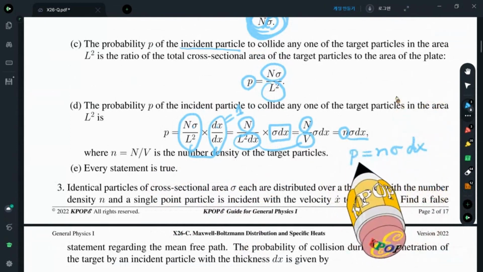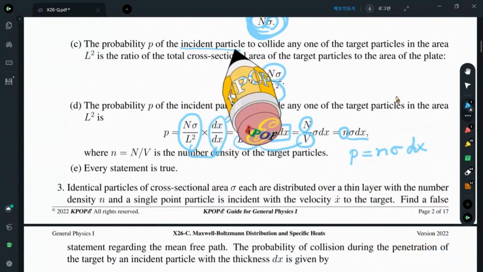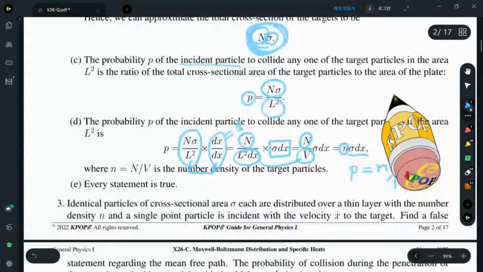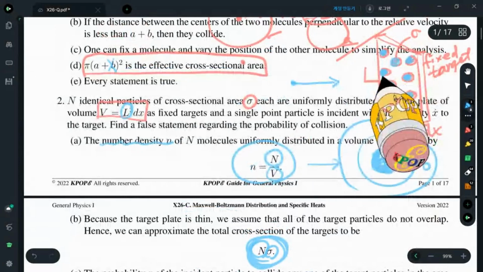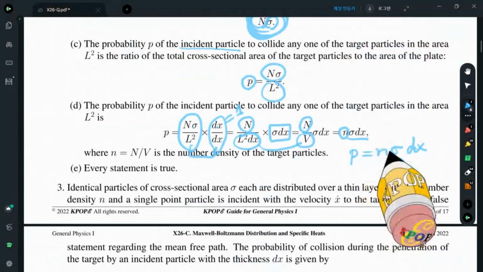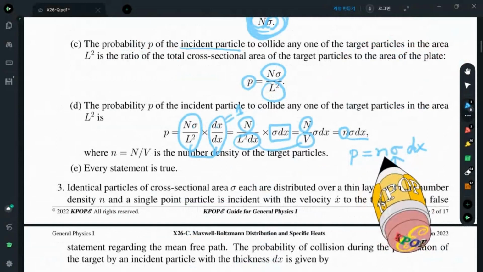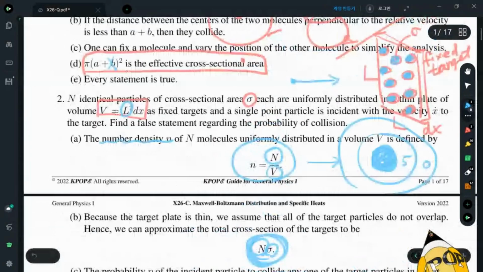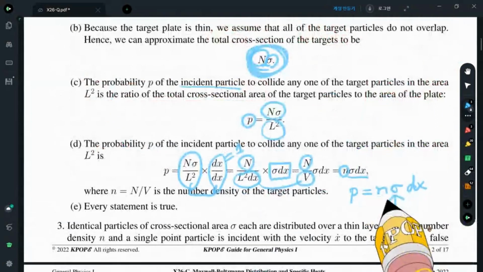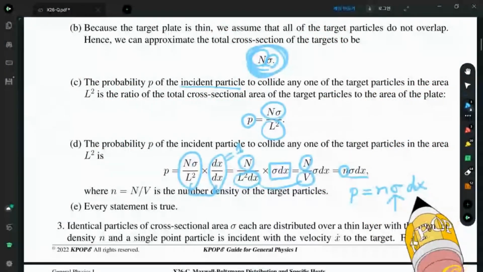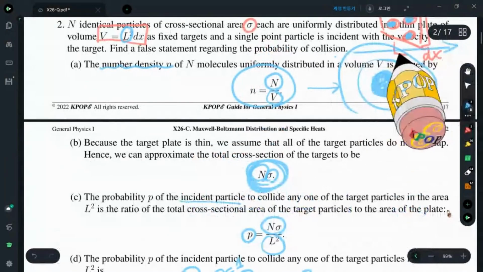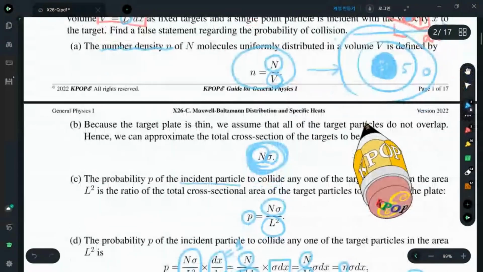This gives us some idea. The probability of hitting the target by an incident particle is proportional to the cross-sectional area of each single target, and it is proportional to the number density. Number density is how many targets are inside the plate within a volume, multiplied by the thickness. This thickness is parallel to the velocity of the incident particle.